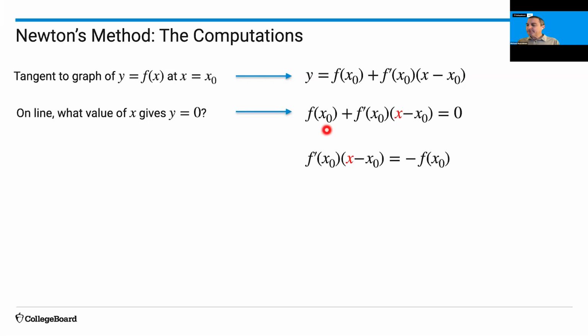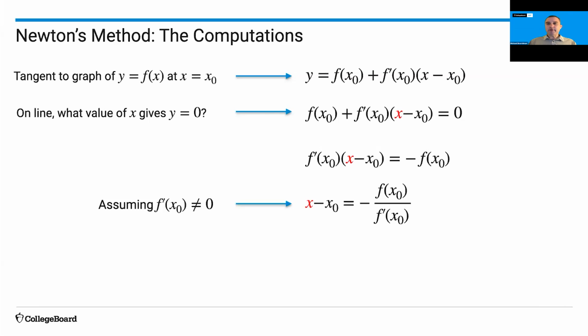So we move the f of x-naught to the right to get negative f of x-naught on the right. We divide through by f prime at x-naught. But whenever we're dividing, remember that we have to make sure the thing we're dividing by is not zero. Finally, we add x-naught to both sides and we have our solution. So what we've come upon here is the x value for which the tangent line hits y equals zero.